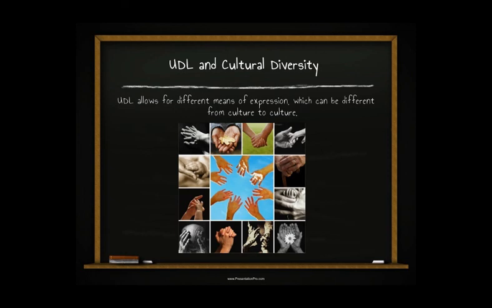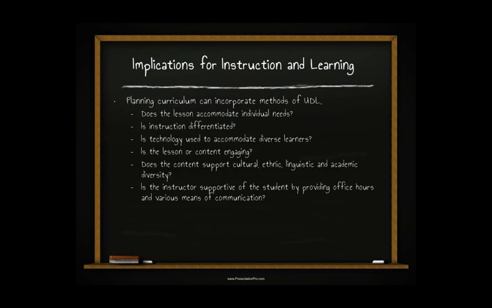A focus on universal design to encompass academic diversity will assist the student by providing alternative ways to approach or complete a task. In our online course development, a solid design principle is necessary to ensure we are meeting UDL guiding principles. When we plan our curriculum, we must check to make sure we are meeting the following criteria. Does the lesson accommodate individual needs? Is instruction differentiated? Is technology used to accommodate diverse learners? Is the lesson or content engaging? Does the content support cultural, ethnic, linguistic, and academic diversity? Is the instructor supportive of the student by providing office hours and various means of communication?